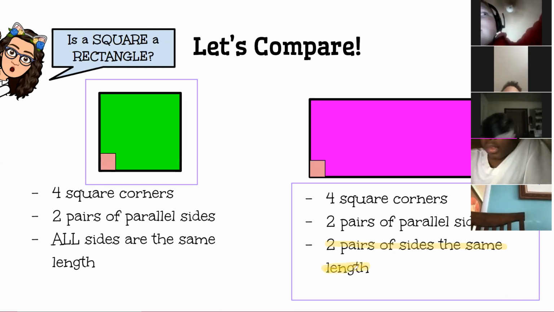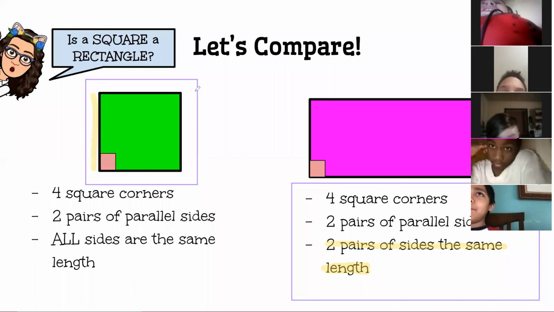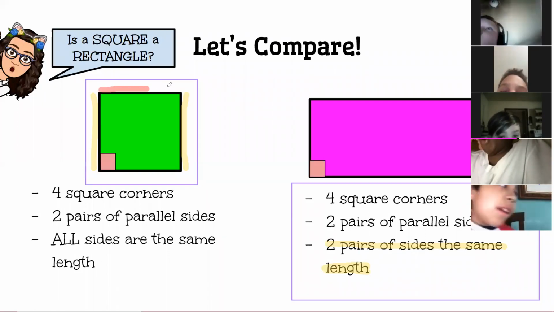It's all right. A square has two pairs of sides that are the same length. So that means that these two sides are the same length, and these two sides are the same length.